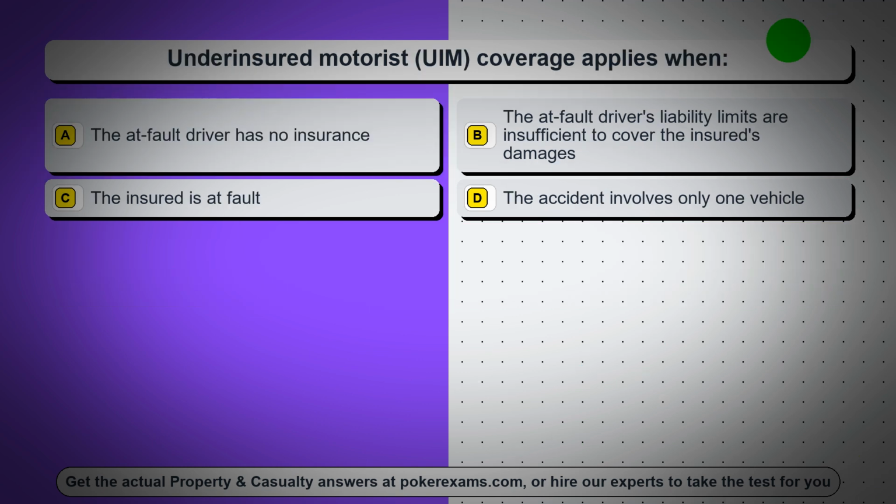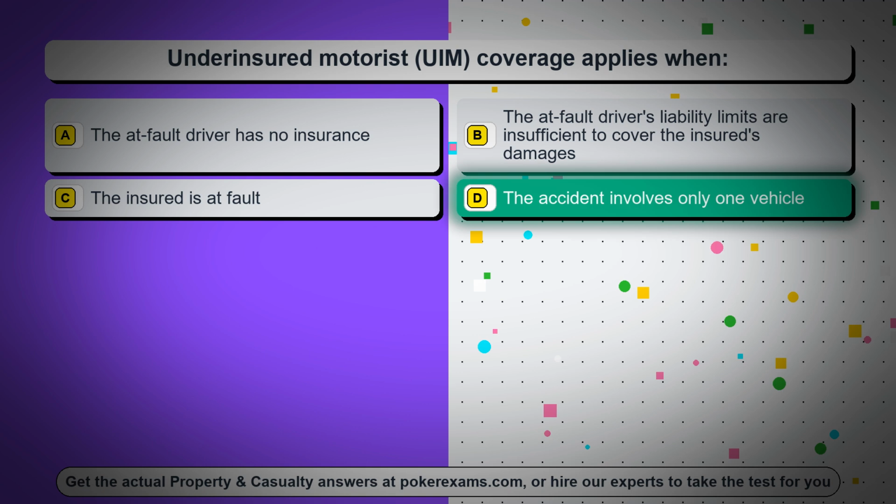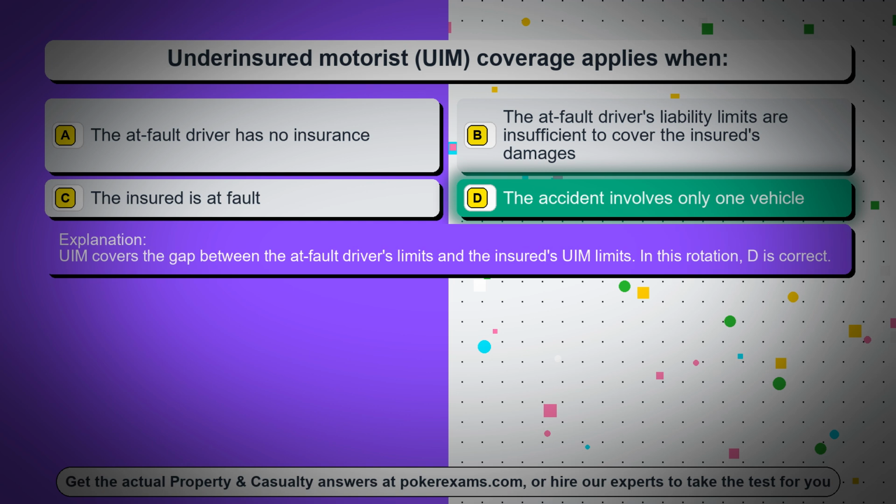Question 95. Underinsured motorist, UIM, coverage applies when: Option A, the at-fault driver has no insurance. Option B, the at-fault driver's liability limits are insufficient to cover the insured's damages. Option C, the insured is at fault. Option D, the accident involves only one vehicle. The correct answer is option D, the accident involves only one vehicle. UIM covers the gap between the at-fault driver's limits and the insured's UIM limits. In this rotation, D is correct.